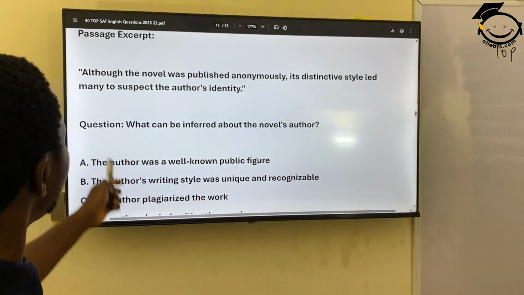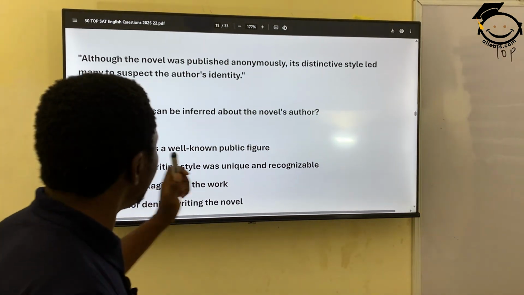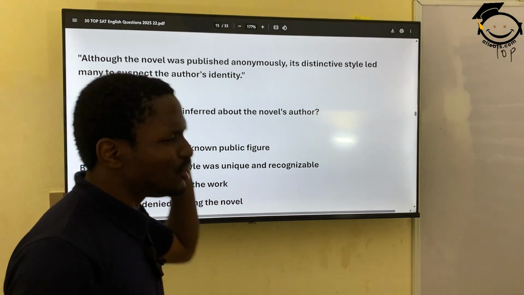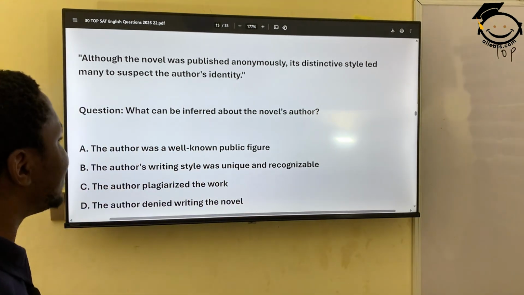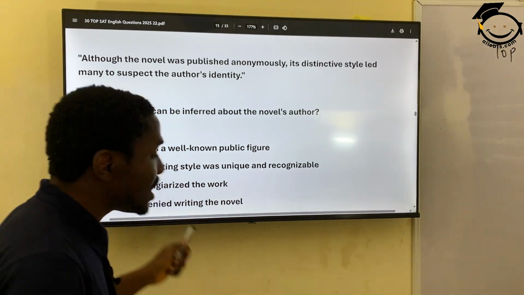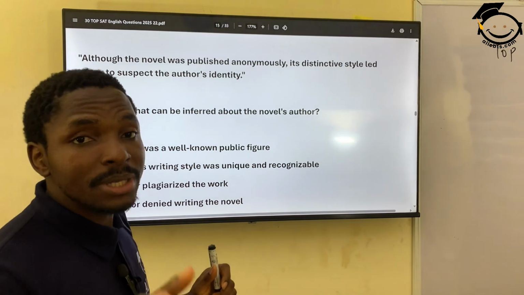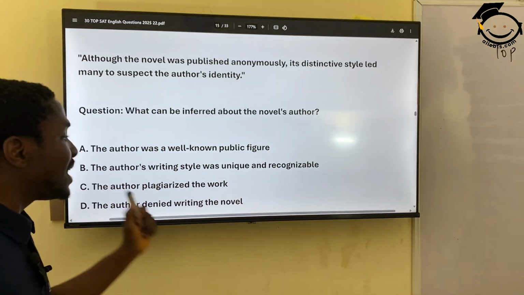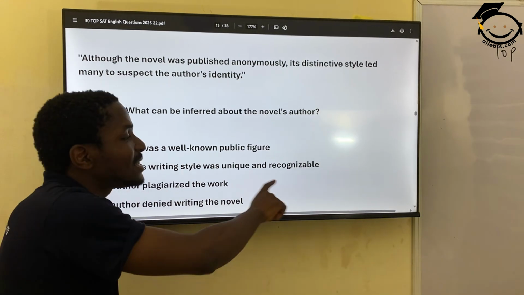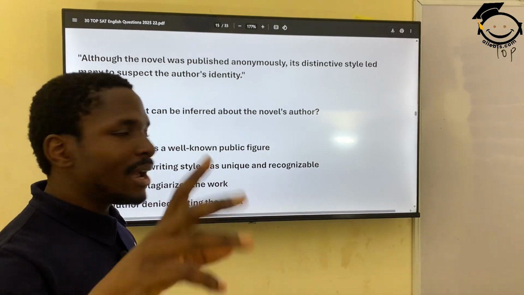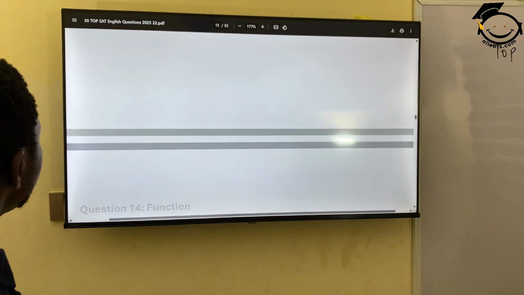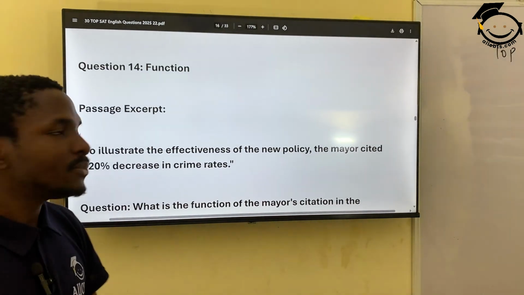A, the author was a well-known public figure. B, the author's writing style was unique. I think that's the answer right there. And recognizable. The author plagiarized the work. What do you mean plagiarized? Copied, duplicated. The author denied writing the novel. Definitely not this. So the author's writing style was unique and recognizable. Very good. Moving on to question number 14.